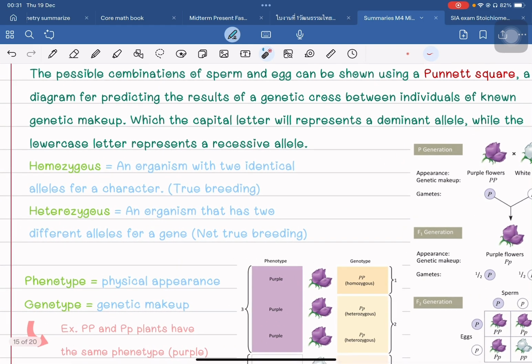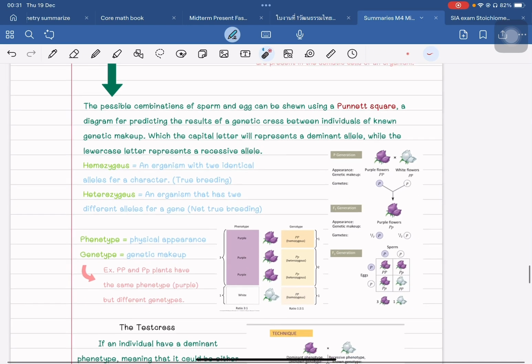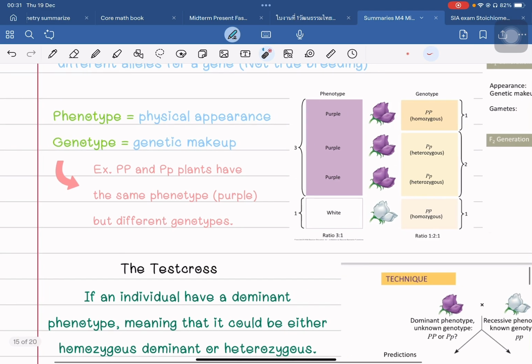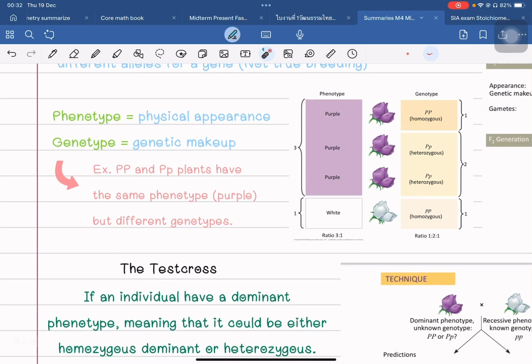So we're going to learn a bit of vocabulary about it. Homozygous is an organism with two identical alleles for the character, which is true breeding, while heterozygous is an organism that has two different alleles for the gene, which is not true breeding. Next is the phenotype and the genotype. Phenotype is the physical appearance, while the genotype is the genetic makeup. For example, PP and Pp plants, the two capital letters and the one capital letter and one lowercase, have the same phenotype, which is purple, but different genotypes.